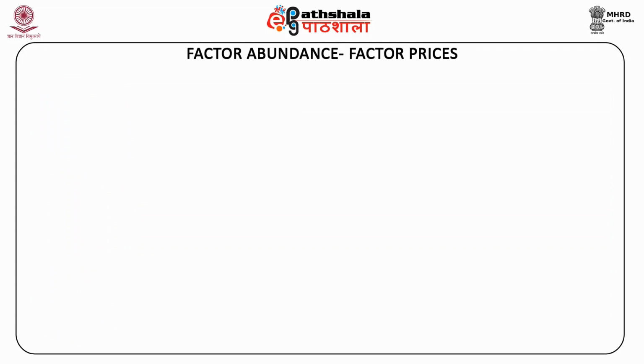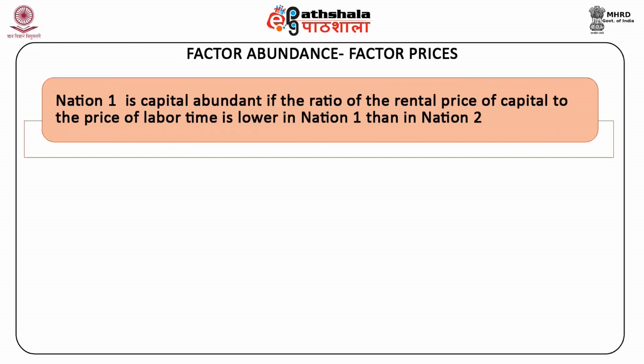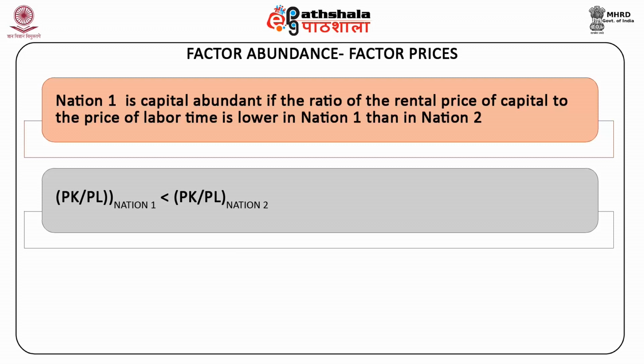According to the definition in terms of factor prices, nation 1 is capital abundant if the ratio of the rental price of capital to the price of labor time, that is PK by PL, is lower in nation 1 than in nation 2. Since the rental price of capital is usually taken to be the interest rate, that is R, while the price of labor time is the wage rate, that is W, then PK by PL equals R by W. Then PK by PL for nation 1 is less than PK by PL for nation 2.